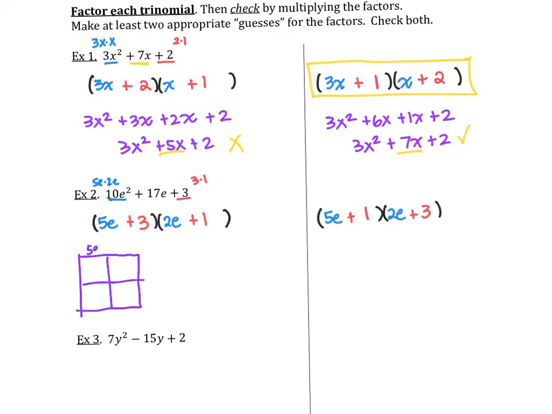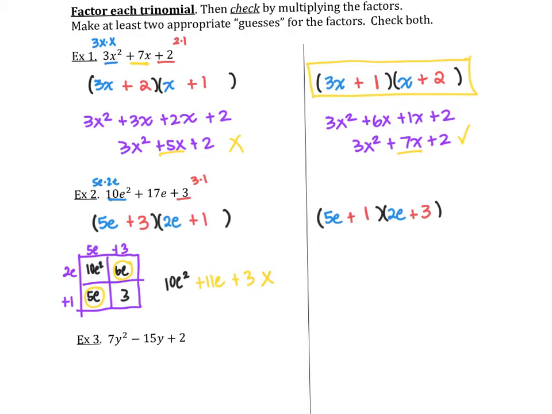Okay, so if I use the box, this is 5e plus 3 times 2e plus 1. 5e times 2e is 10e to the second. 2e times 3e is 6e. 1 times 5e is 5e. 1 times 3 is 3. So my check, I got 10e to the second. 6e plus 5e is going to be 11e plus 3. Is that what I wanted? No, I wanted a 17e. Okay, so this isn't right.